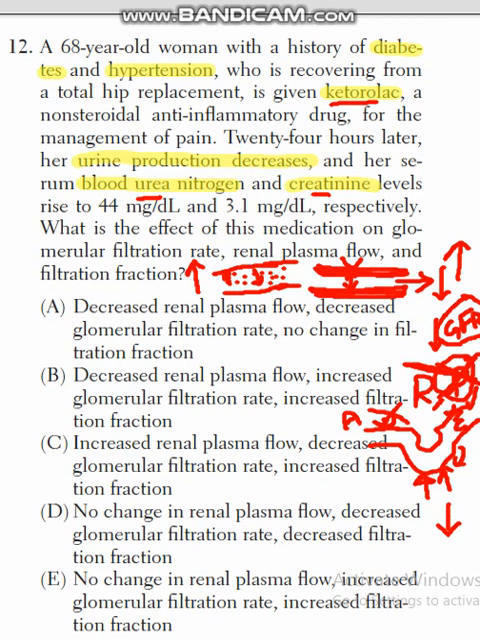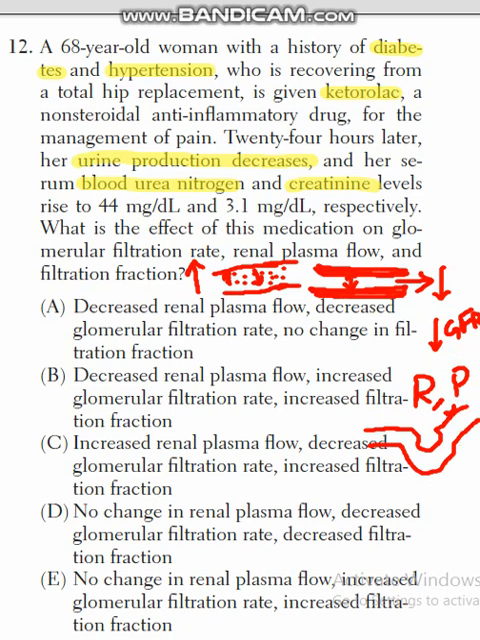So let's go through the effect of this drug and see what the drug did, so we can choose the answer to this question. The first option is decrease in renal plasma flow, decrease in glomerular filtration rate, and no change in the filtration fraction. Number second, decrease renal plasma flow, increase glomerular filtration rate, increase in the filtration fraction. Next, increase renal plasma flow, decrease glomerular filtration rate, increase filtration fraction. Then no change in, of course, no change.